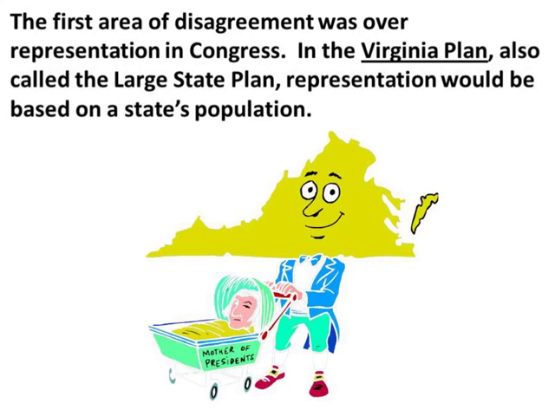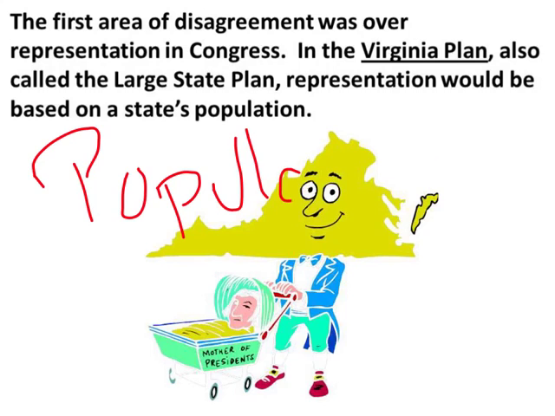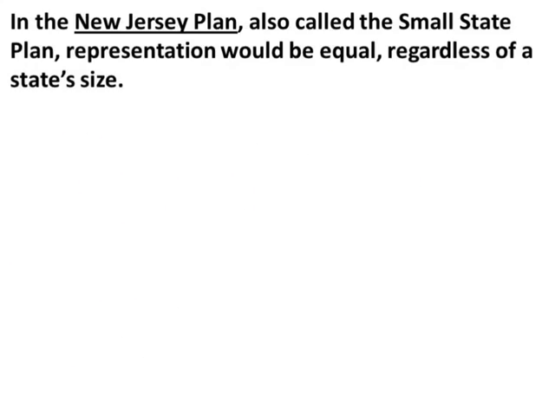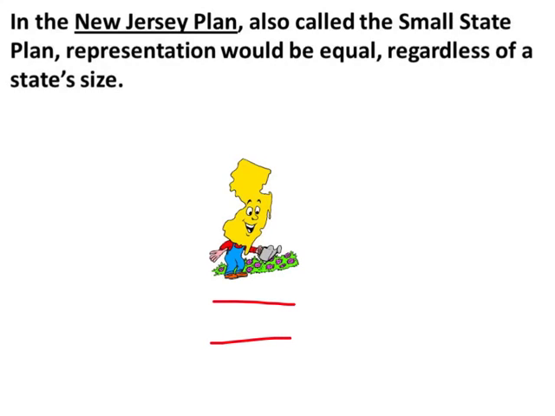In the Virginia Plan, also called the Large State Plan, representation would be based on the state's population. So remember, population means the number of people living in a particular state. In the New Jersey Plan, also called the Small State Plan, representation would be equal regardless of a state's size. So in the New Jersey Plan, it didn't make any difference how many people you had living in it. The number of representatives you had would be equal to the large states.